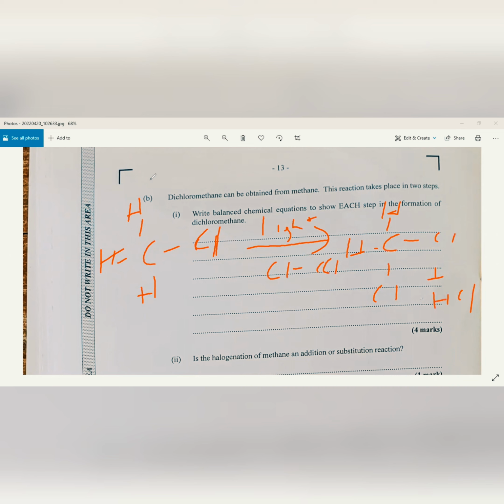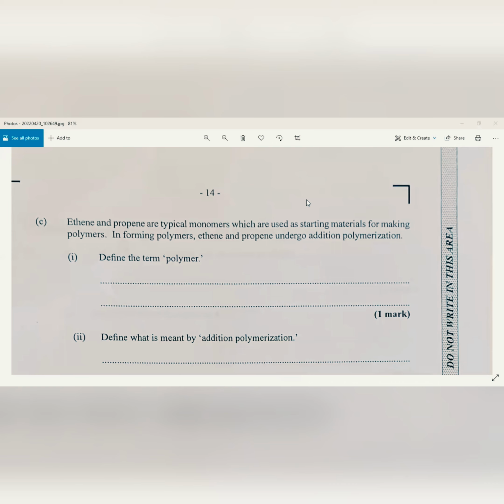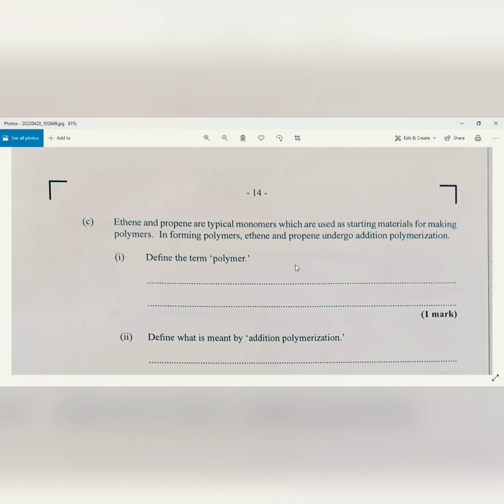All right, so we will proceed again. Let us clear our drawings and see what's happening down here. Is the halogenation of methane an addition or substitution reaction? Based on what I just did, you can clearly see that it is a substitution reaction. Okay, so again, we will proceed.